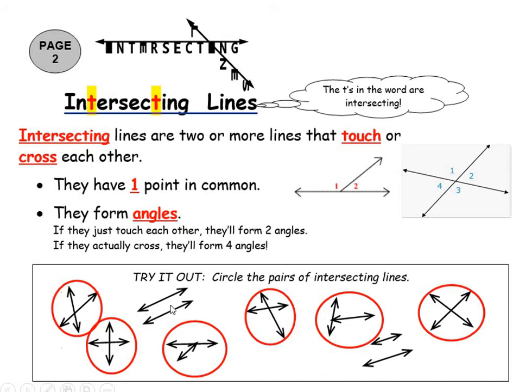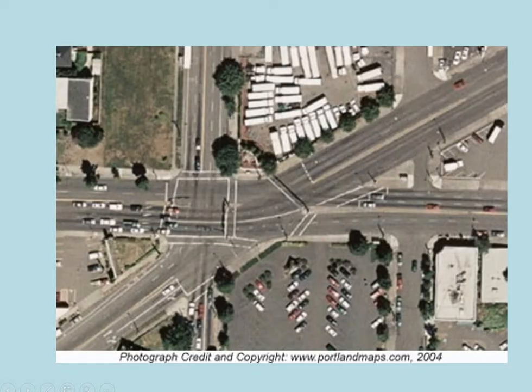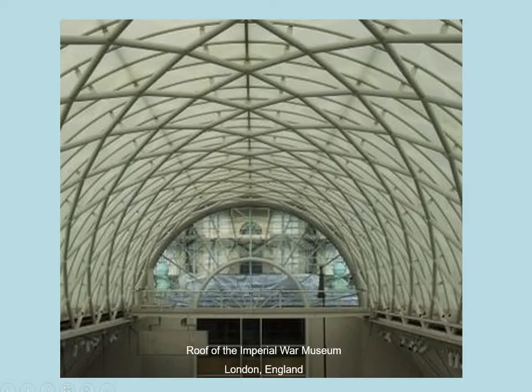You should have circled all but these 2 examples here because those examples are parallel. Remember that examples where they just touch are also intersecting lines. They don't have to actually cross. Lots of examples of intersecting lines are found in real life. In fact, where roads cross one another, we actually call this an intersection.